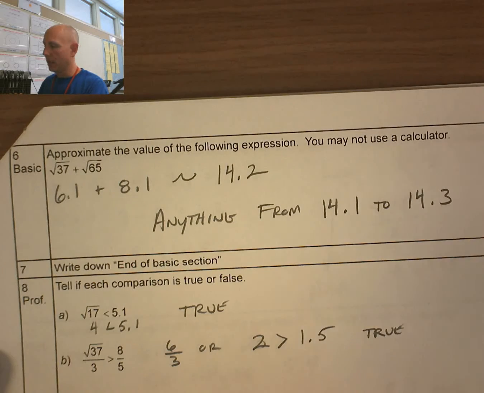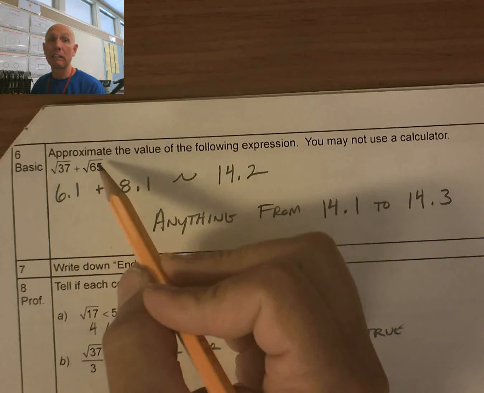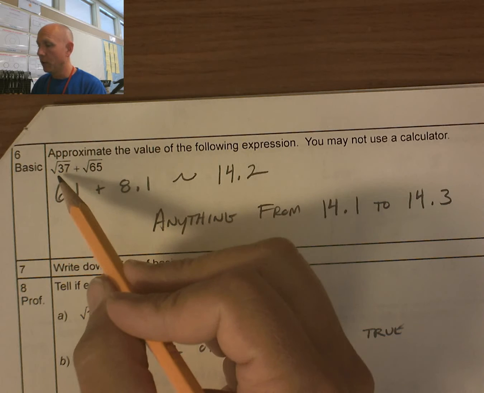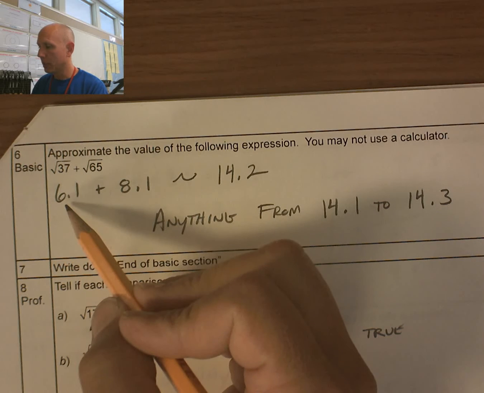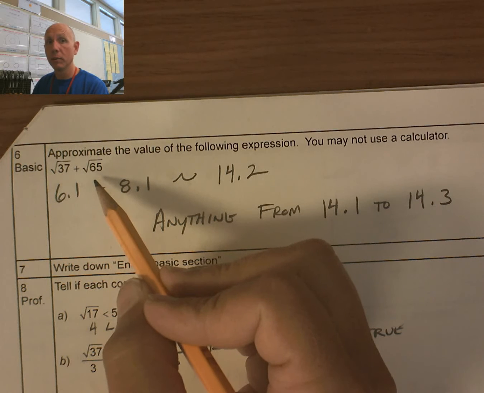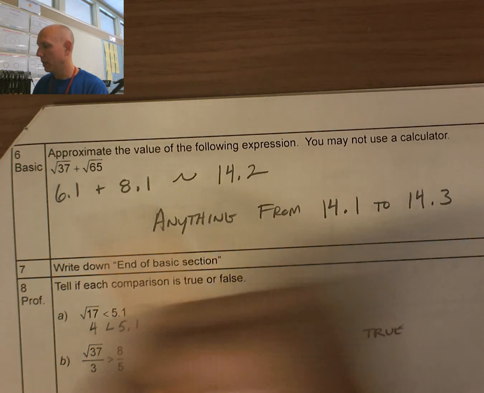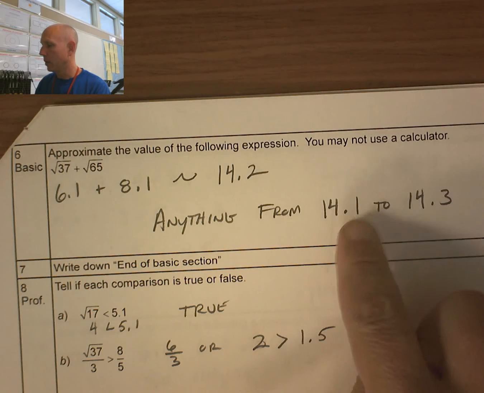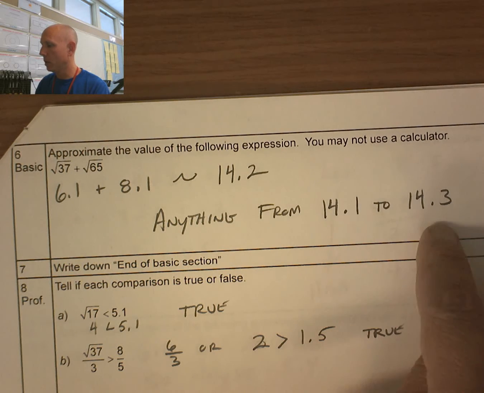Approximate this square root. Here, I'm going to take the square roots first and then add them together. The square root of 37 is a little bit more than 6. I put it at 6.1. And the square root of 65 is a little bit more than 8. I put it at 8.1. And I added them together. So I would take anything between 14.1 and 14.3.